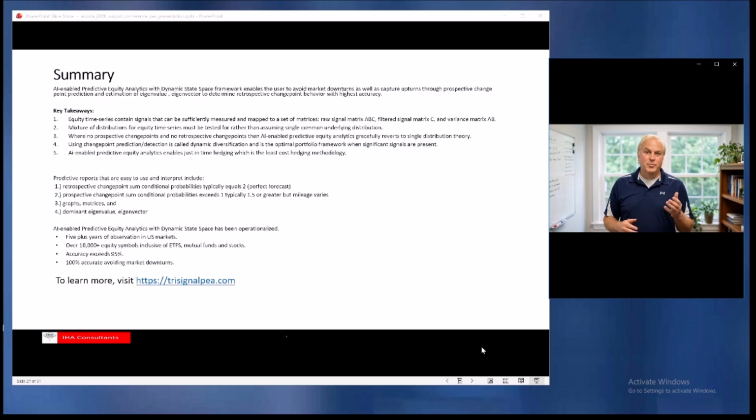Lastly, we have predictive reports that are easy to use and interpret, which include: 1. Retrospective change point sum of conditional probabilities, typically equals 2 for a perfect forecast. 2. Prospective change point sum of conditional probabilities exceeds 1, typically 1.5 or greater, but mileage varies. 3. Graphs, matrices, and 4.